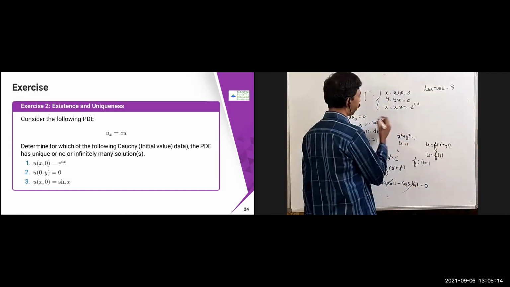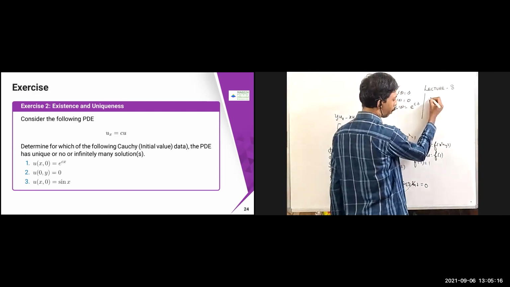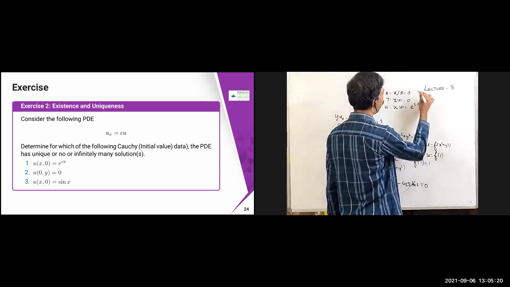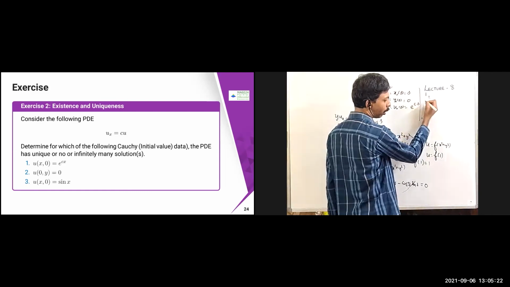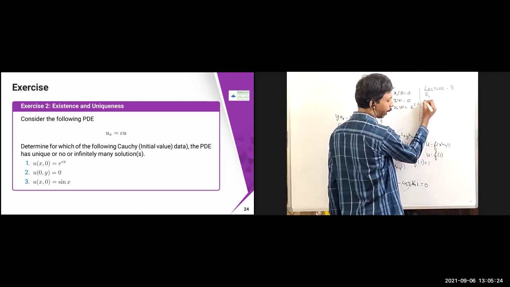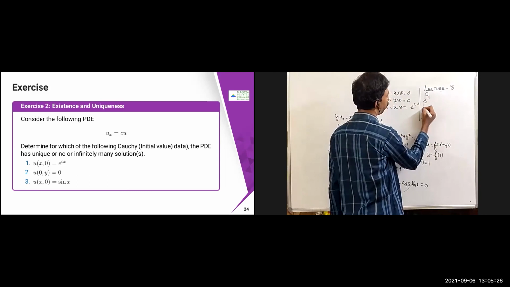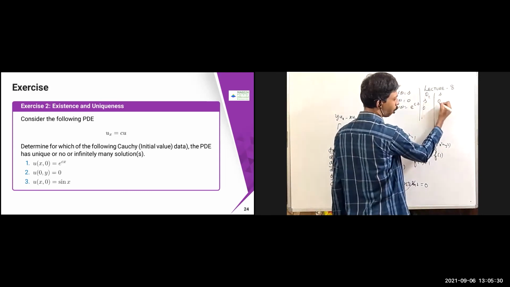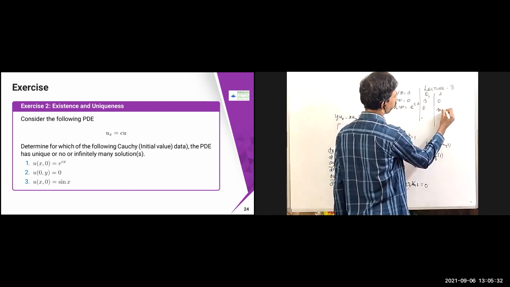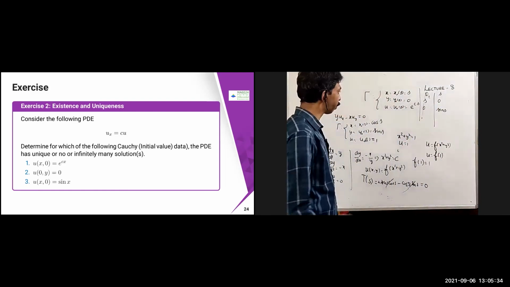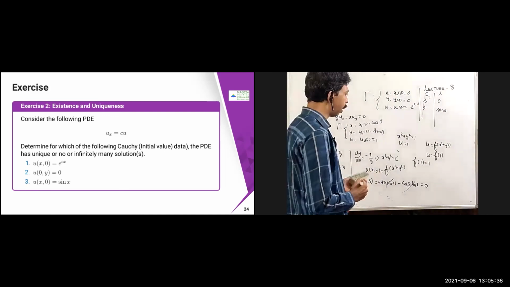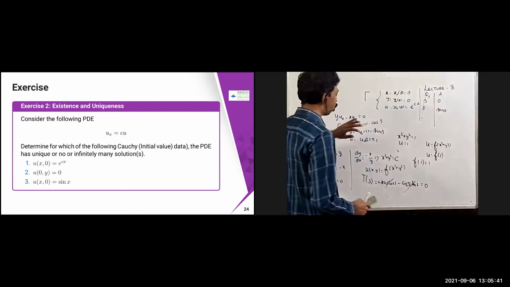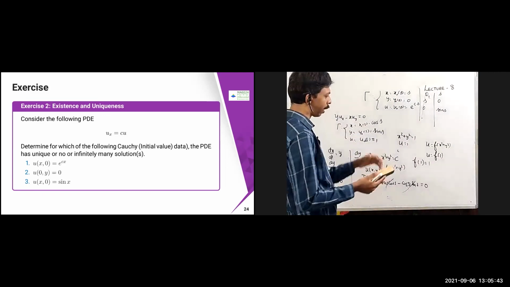Same thing for the second problem. This is going to become 0, and this is going to become 0. For the third problem, this is 0, and this is sin s. The remaining things are the same here. So u x equals c u is there, and you have to prove it. In this case, an extra one is there.